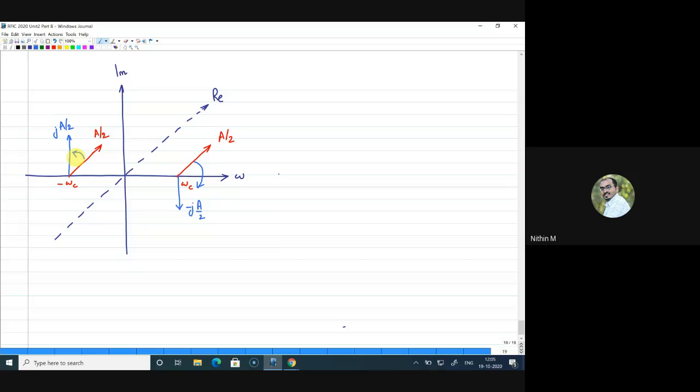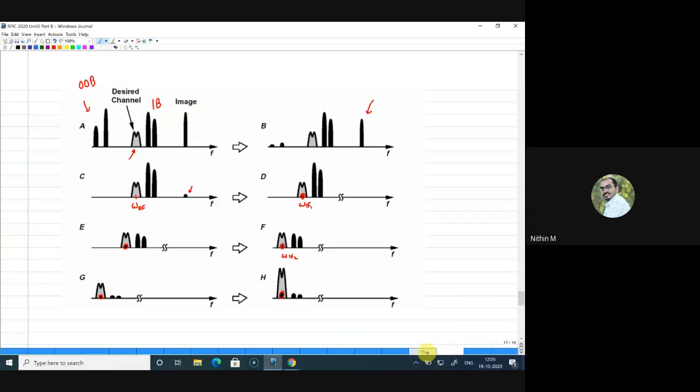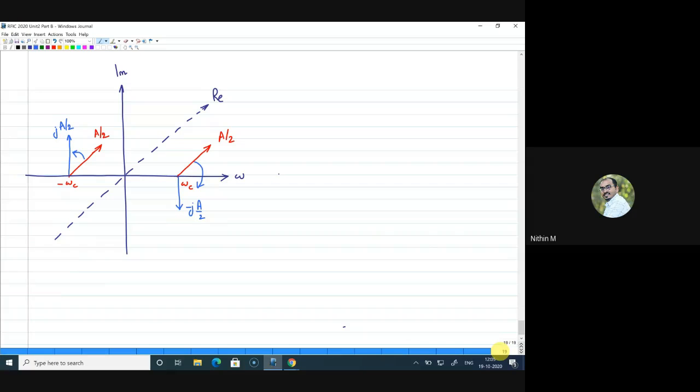So if I want to understand the architecture of image reject receivers, I have to look at how we have drawn the spectrum of a dual conversion receiver in this way. We will understand image reject receivers by drawing the spectrum, plotting both the imaginary and the real components. That is why we are doing this basic exercise here. Is it all right? Are you getting what I'm trying to do here?